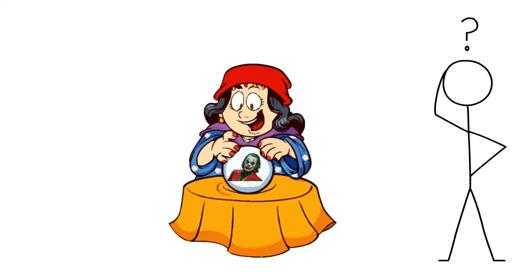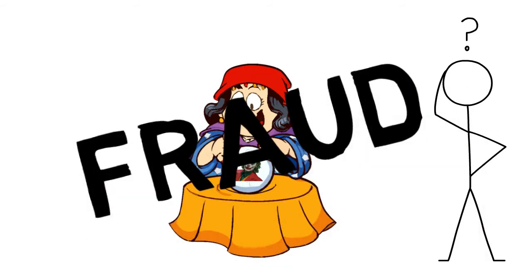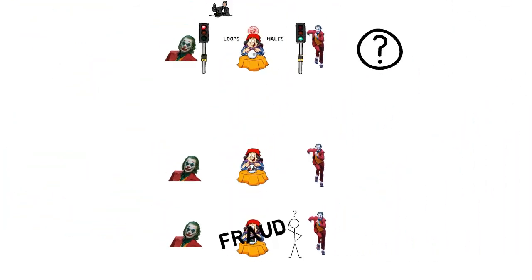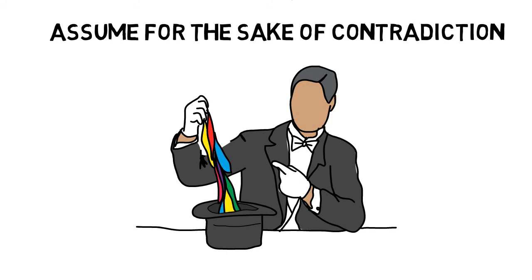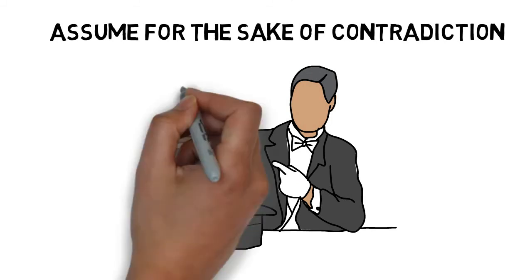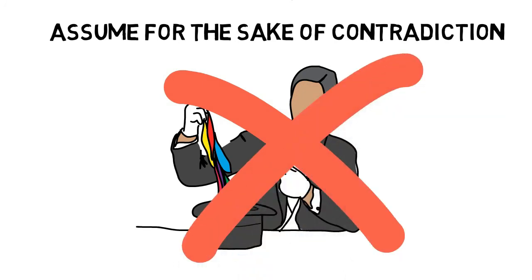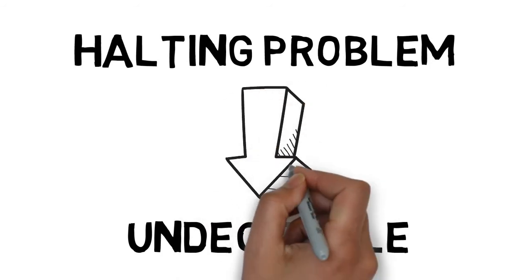Turns out, Claire is a fraud. We have arrived at a contradiction. This means that our original assumption of the existence of a magical being that could solve the halting problem was in fact false. Consequently, we can conclude that the halting problem is indeed undecidable.